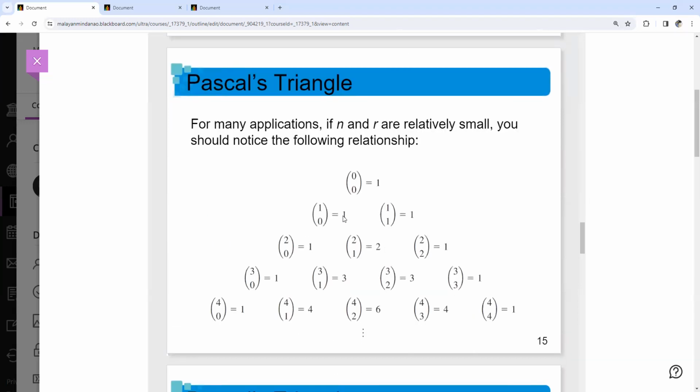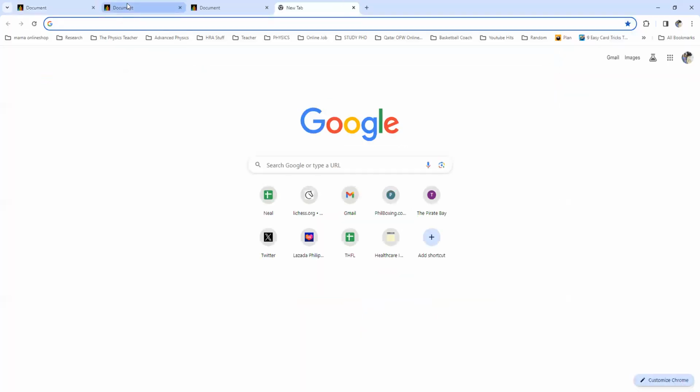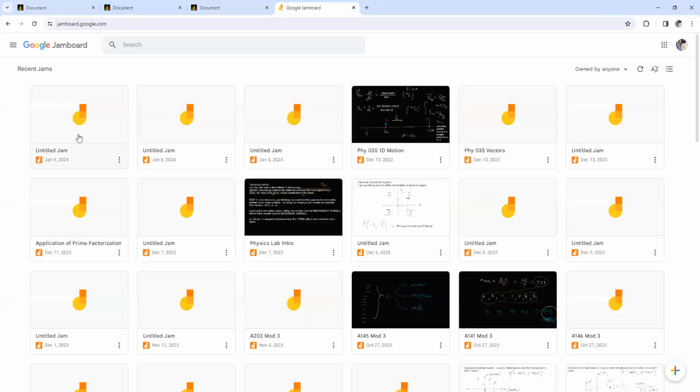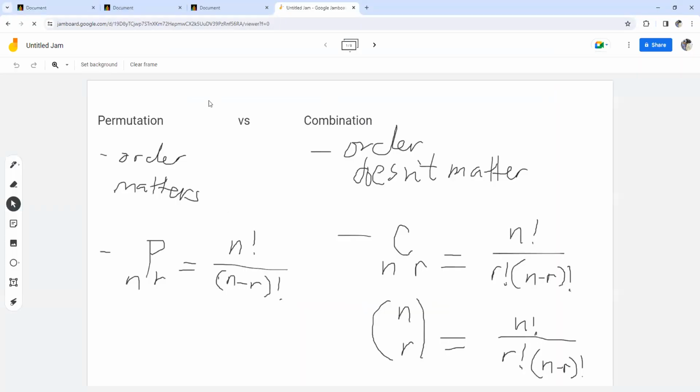Okay, so the Pascal's triangle, if you remember what the Pascal's triangle is, it is this triangle that has the following. Let me open a Jamboard. Sorry about that.